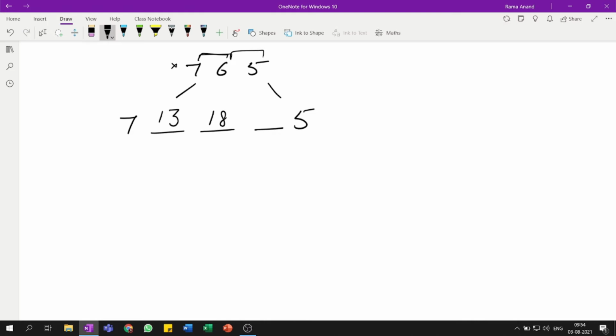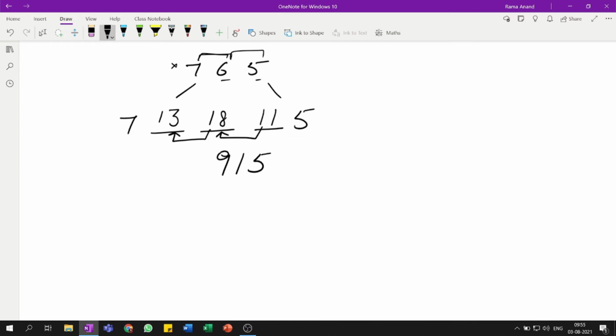So leave this 7 now. 6 plus 5 is 11. Now do the sum. 5. Now from this 11 we will keep 1 and 1 we will move forward. 18 plus 1 is 19. We will keep 9 here and we'll move 1 forward.